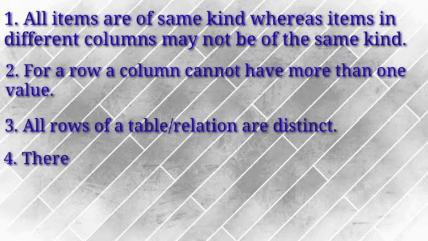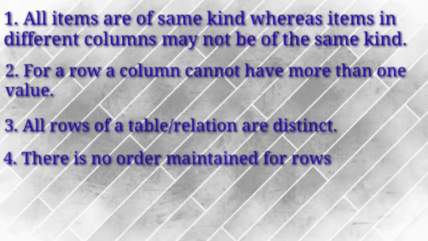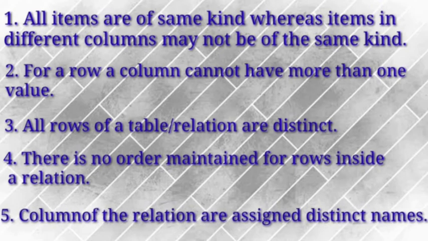The fourth property of a relation is that there is no order maintained for rows inside a relation, which means that we cannot access the information from the table by saying that we need the detail from row number 4 or 5 or from the column name. You need to write proper information included in the query with the proper syntax. The fifth property of a relation is that the columns of the table are assigned distinct, unique names. You cannot keep the same name for two columns. I hope now you have understood what is relation. It is a name of the table. We call a table a relation in SQL, and these are the properties which I have discussed.